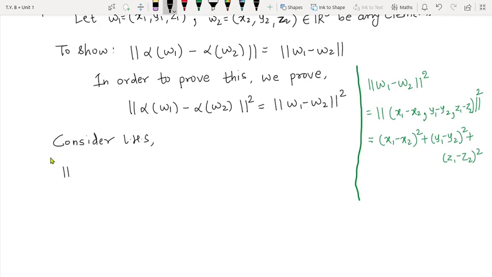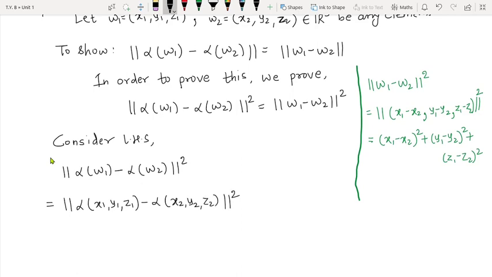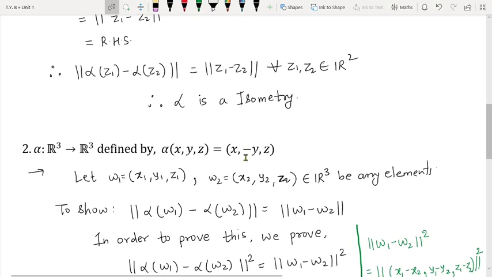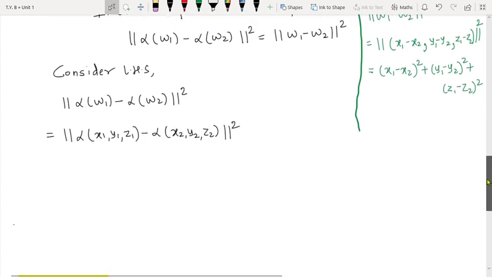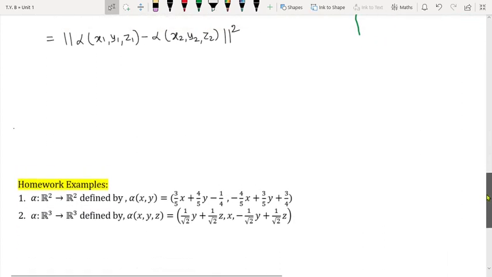So my LHS is norm of alpha w1 minus alpha w2 whole square, which is equal to norm of, put the value of w1, which is x1 y1 z1, minus alpha of x2 y2 z2, and don't forget this square. So what is my function? X minus y z. So the minus sign applies only to the second coordinate.